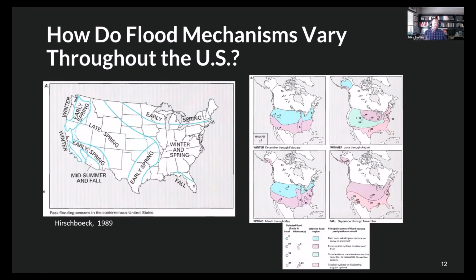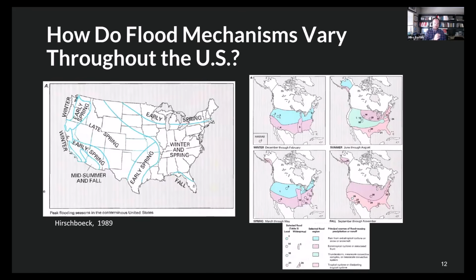So throughout the entire United States, this is a great paper, by the way, if you guys have never read any of Katie Hirschbeck's stuff. Absolutely awesome. And it's amazing to think that this stuff was published almost 40 years ago. Super insightful. A lot of these things change in space, as shown on the left-hand side, one of the predominant flood seasons throughout the United States. It depends upon how that moisture is delivered by the atmosphere and also how the ground responds to it.